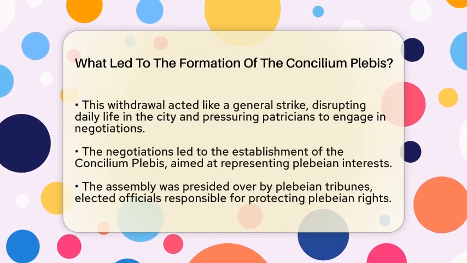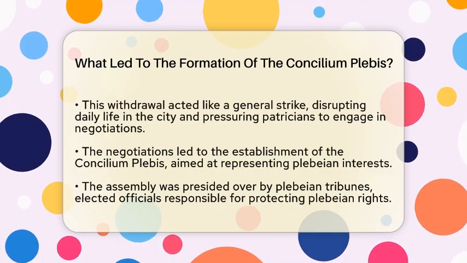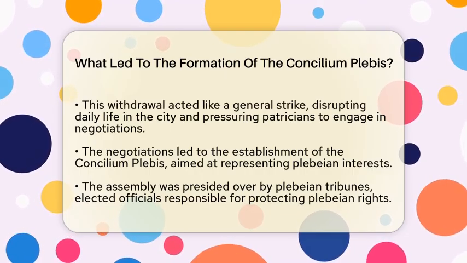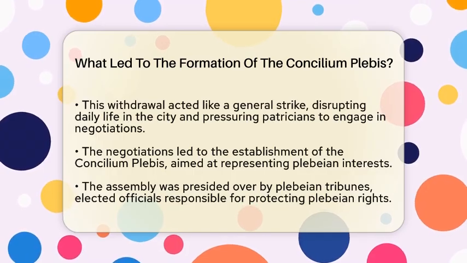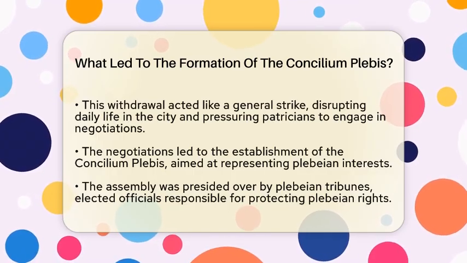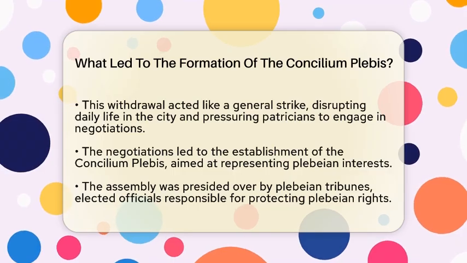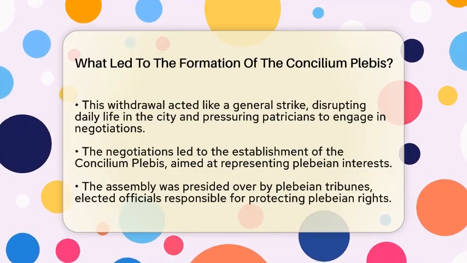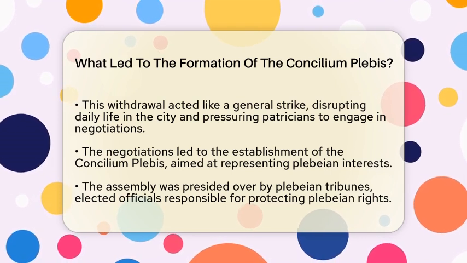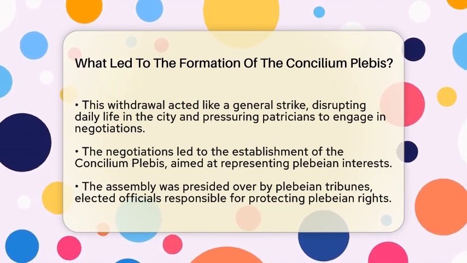During this event, the plebeians withdrew from Rome and camped on the nearby Sacred Mount. This act was similar to a general strike, leaving the patricians without the workforce necessary to sustain daily life in the city. The pressure of this withdrawal forced the patricians to negotiate with the plebeians for the first time. Through these negotiations, the Concilium Plebis was established.